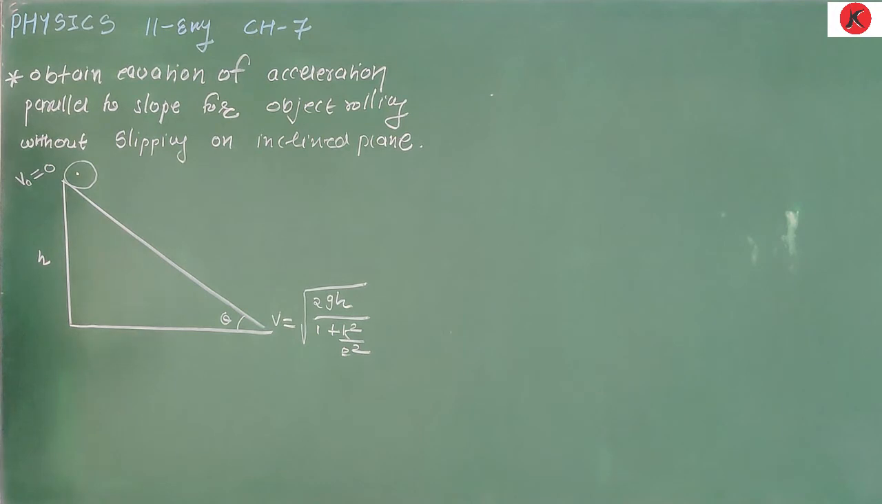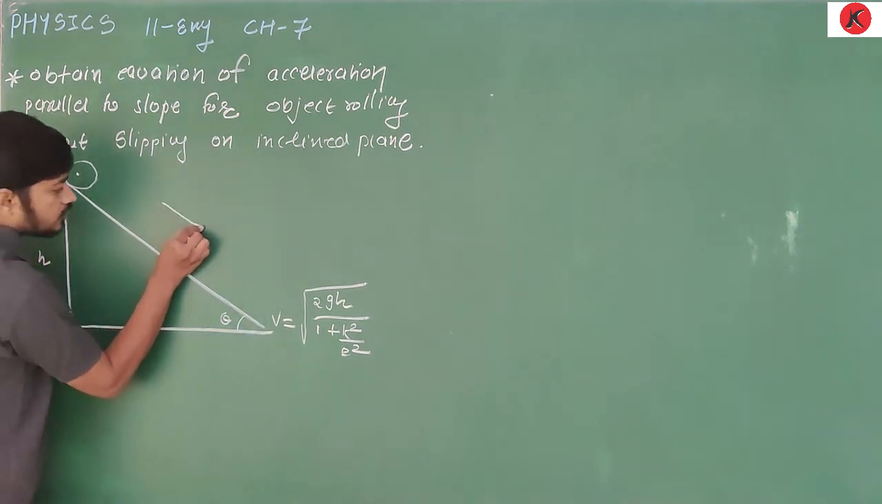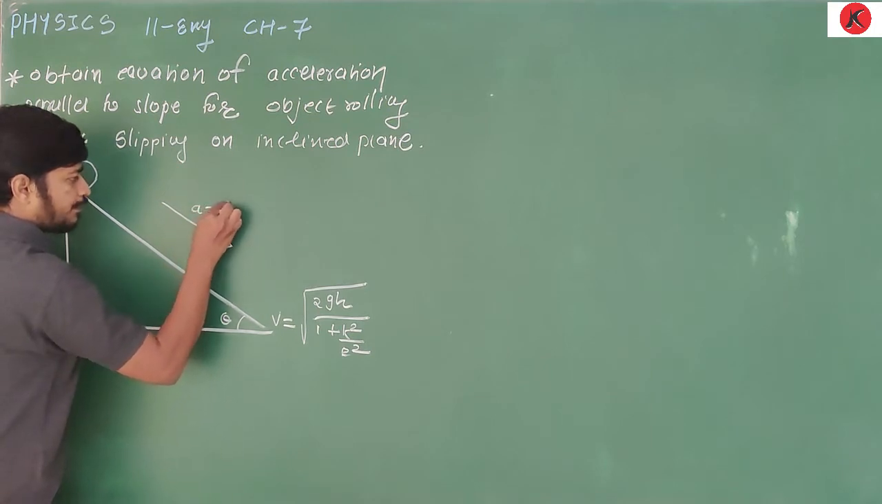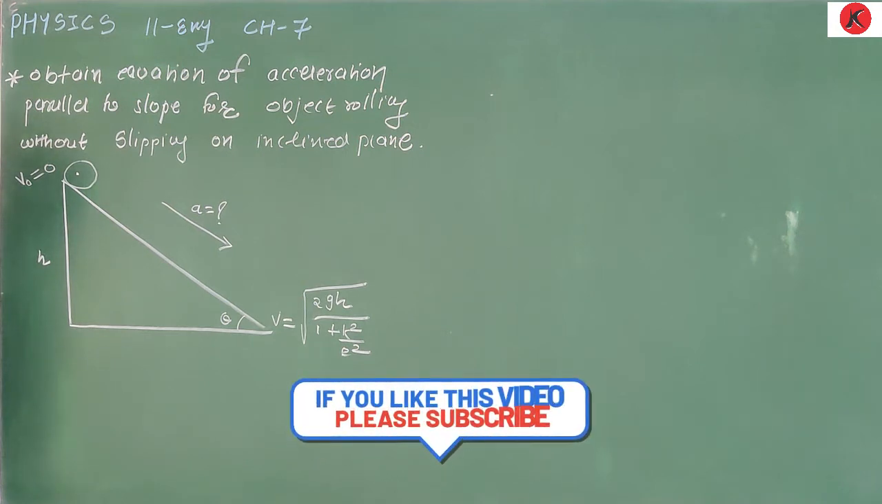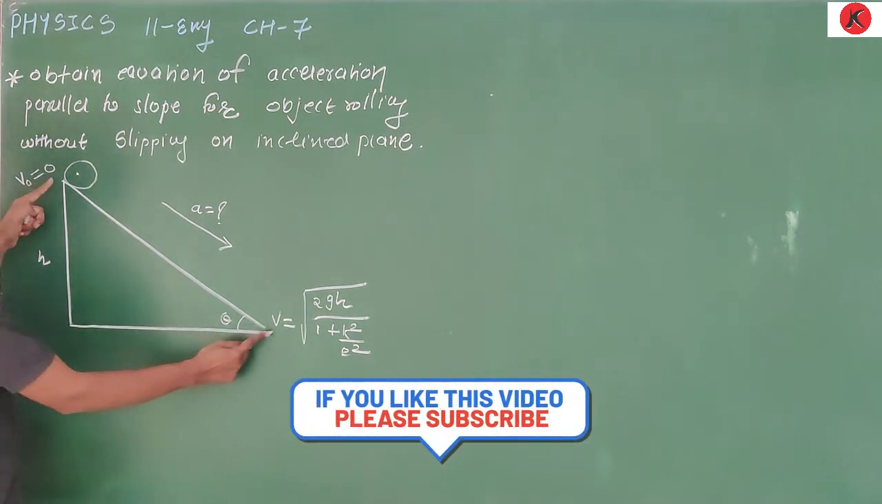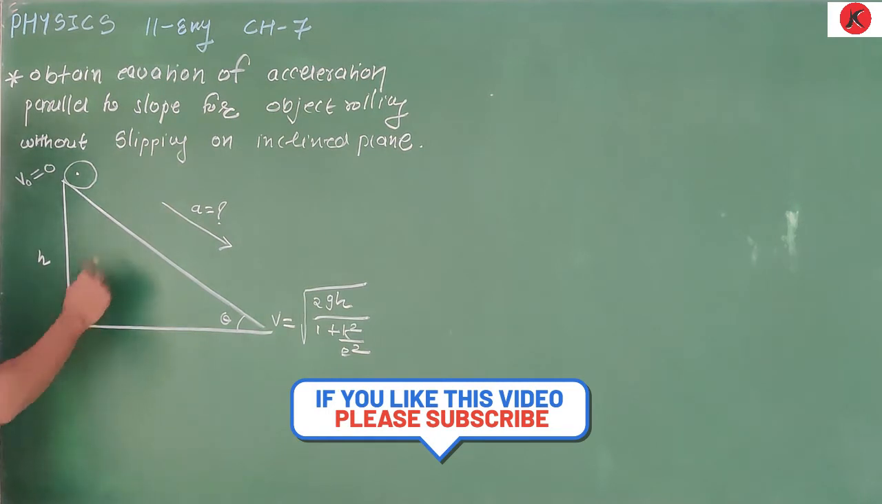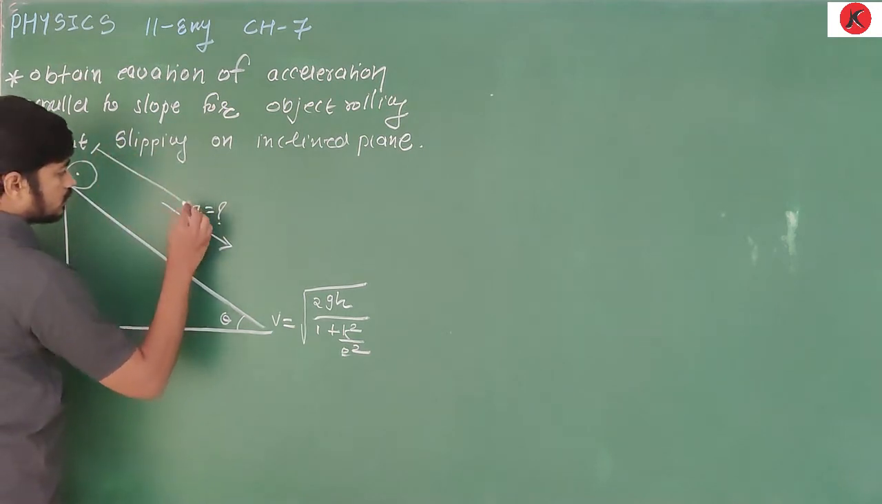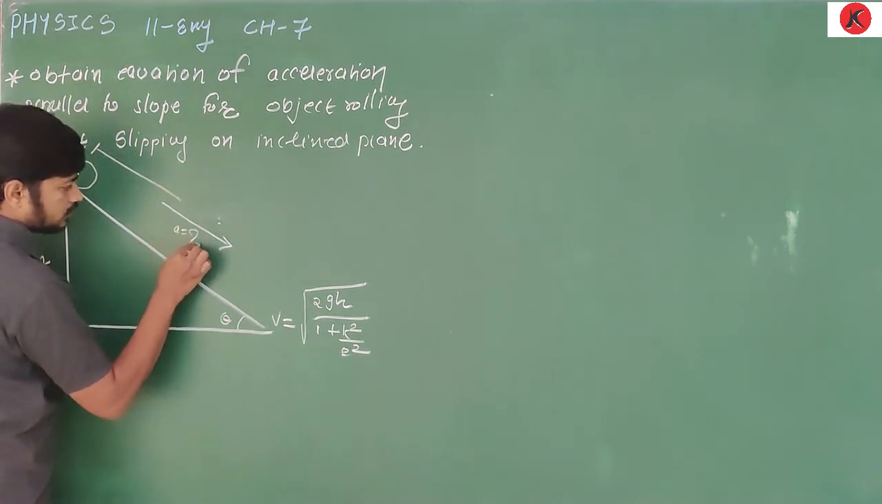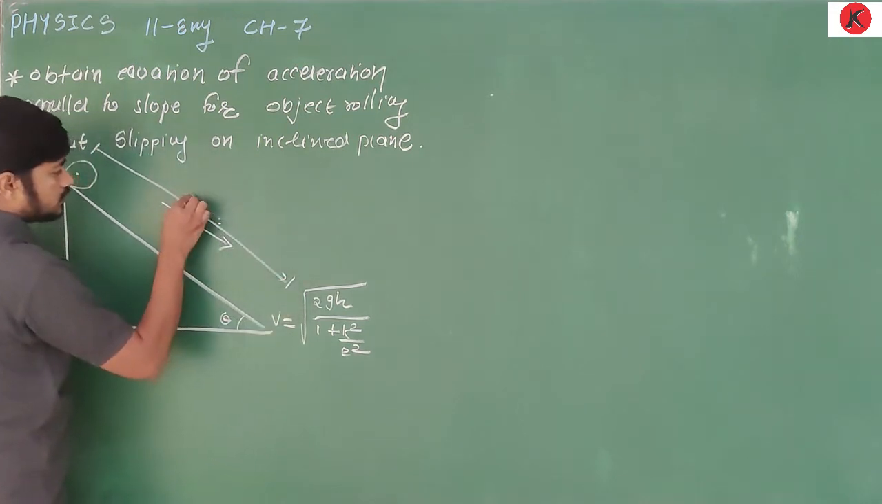Okay, what is the question? The question is, when an object is rolling down without slipping on this inclined plane, what is the acceleration parallel to the slope? That you have to find. Okay. How to find this acceleration parallel to the slope? I am assuming the length of this slope, okay, not height. Okay, the length of this slope is d.